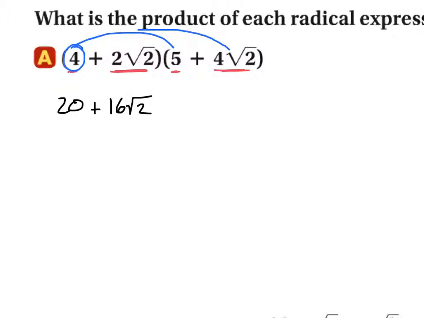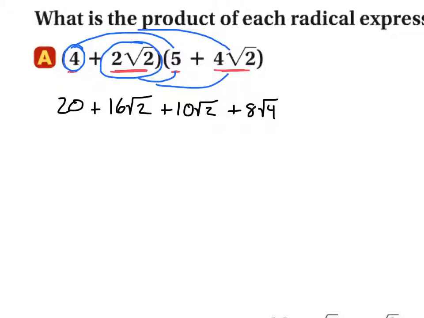Okay? Well, now I take that second term in my first binomial and I distribute that. 10 square root 2. So I get plus 10 square root 2 plus, now here be careful, 2 square root 2 times 4 square root 2. 8 square root 2. 8 square root 4. Doesn't it end up being 2 anyways? It ends up being 2, but not square root 2. Oh, okay. Okay, yeah, be careful here.